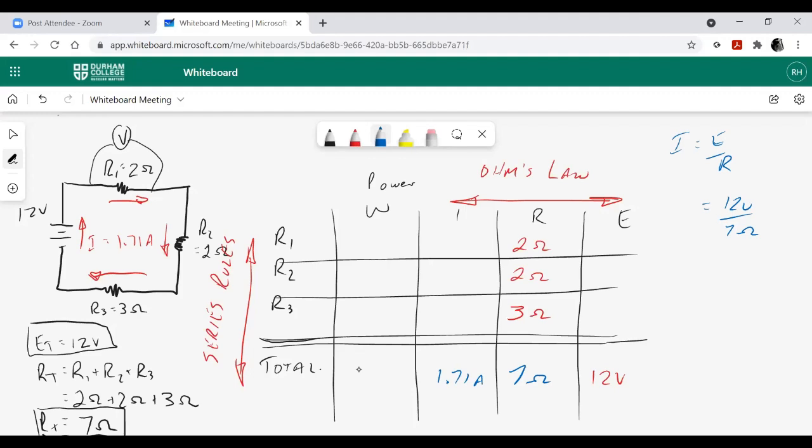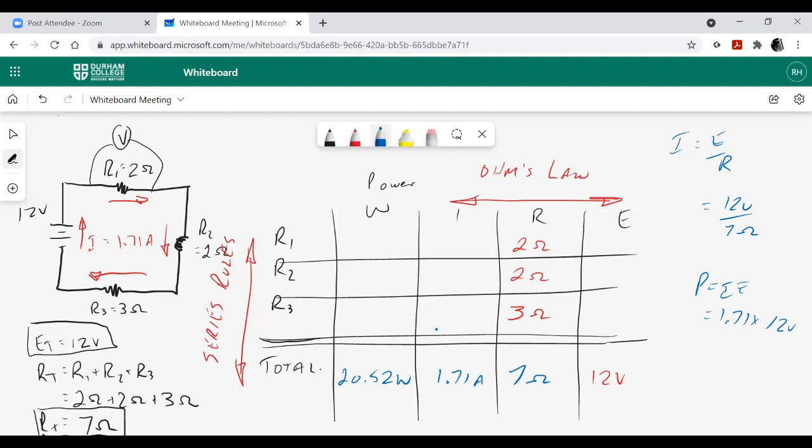Okay, and my total power, P equals IE, was 1.71 times 12 volts. We can see that here. P equals IE, 1.71 times 12. That was 20.5 something. I don't remember. 2, I think. Okay, so there now I filled that totals column, and that was where we started.